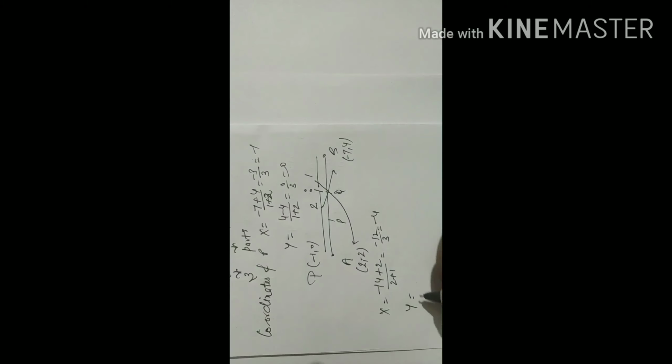Y coordinate: 2 multiplied by 4, 1 multiplied by -2, divided by the sum of ratio. So it becomes 6 by 3, that is 2. So Q has the coordinate (-4, 2).